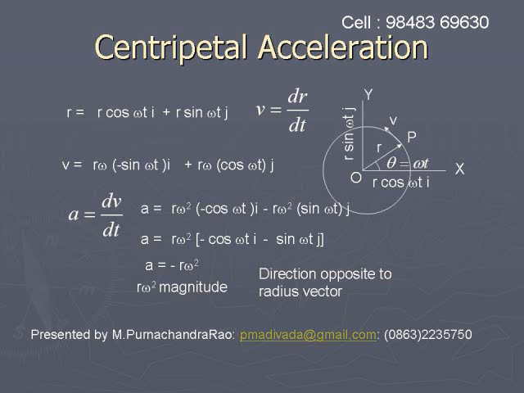r omega square is the magnitude, and the direction of this acceleration is opposite to the direction of the radius vector. r omega square is the magnitude and minus is the sign. This sign indicates the acceleration is opposite to the direction of the radius vector. So the acceleration is towards the center of the circle, since the radius vector is from O to the circumference of the circle. Centripetal force: the acceleration is obtained as minus r omega square.